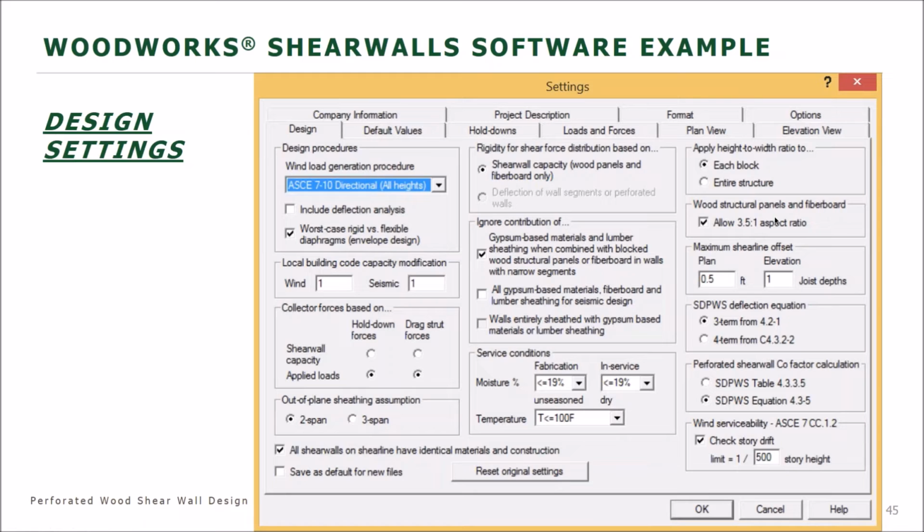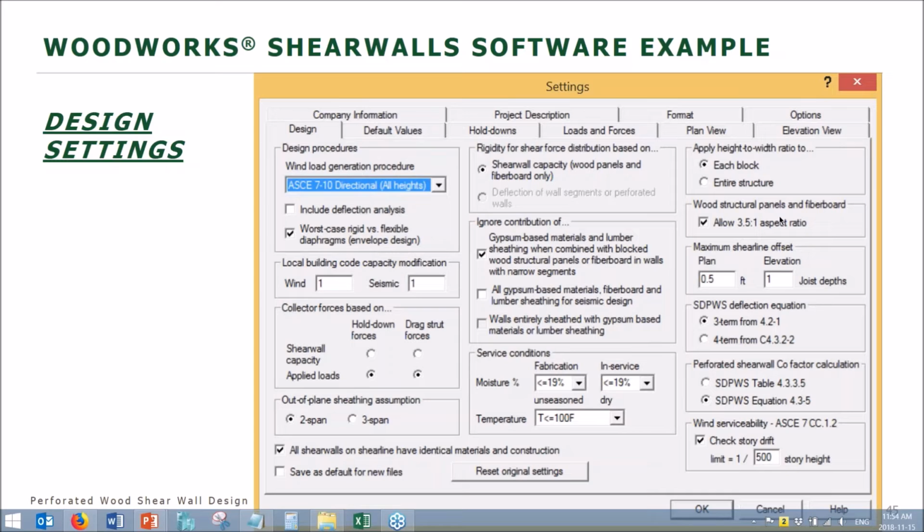And on the right side of this page, we can see that the software is capable of using either the 3-term deflection equation or the 4-term deflection equation for the deflection of shear walls. And when we're developing the perforated shear wall Co factor, we can either take it from the SPDWS table or you can use the equation, and the user can define which option they'd like to do for that. And then finally, we see at the bottom on the right, it is possible to check serviceability for wind, and the user can turn that on or off and define the drift limits that they would like to check against.